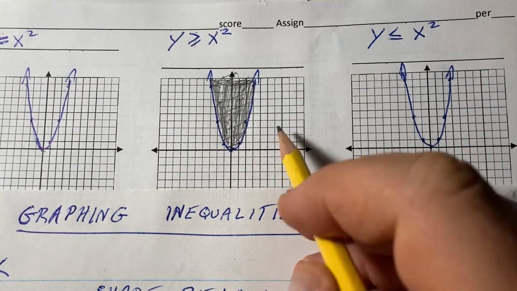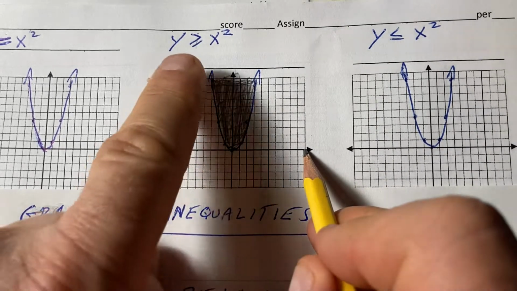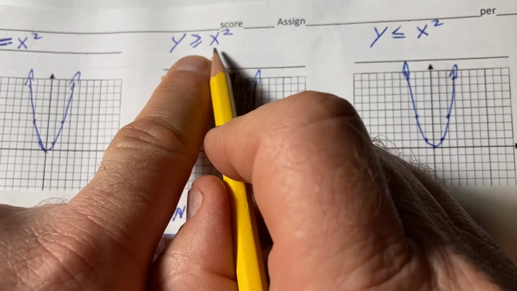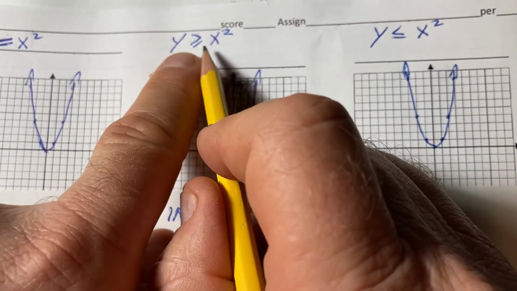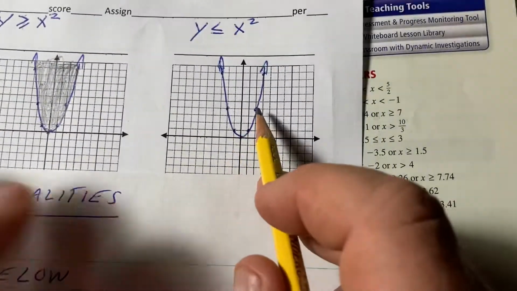If I pick the point out here, x is 10 and y is 0, that would not be a true statement. X is 10, that's 100, that's 0. Is 0 greater than or equal to 100? No. Okay. What about these ones?